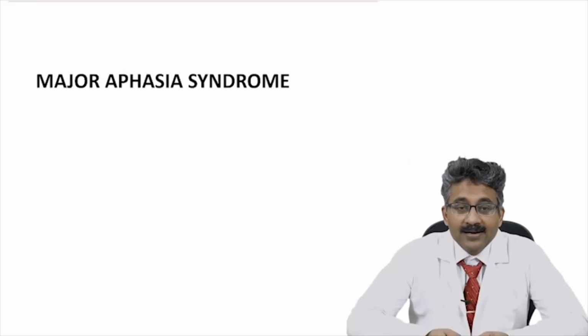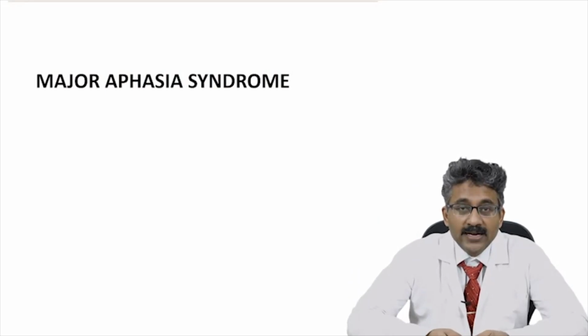Then transcortical motor, transcortical sensory and mixed transcortical. In a transcortical motor, the connection of the motor area to the surrounding area will be cut off. It behaves like a motor aphasia, that is Broca's aphasia, but repetition will be normal. So, in a conduction aphasia, repetition will be abnormal. In a transcortical motor, repetition will be normal. In a transcortical sensory, it behaves like a sensory aphasia except repetition will be normal. Whereas in a transcortical mixed, the only thing which is normal is repetition. So, this is about disorder of language. I will discuss the major aphasic syndromes.